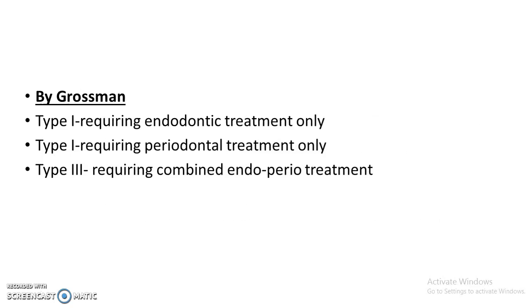By Grossman, type 1, requiring endodontic treatment only. Type 2, requiring periodontal treatment only. Type 3, requiring combined endo-perio treatment.